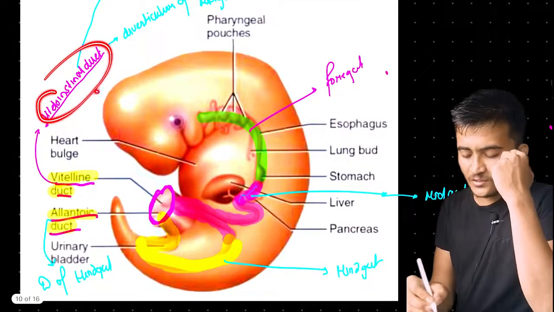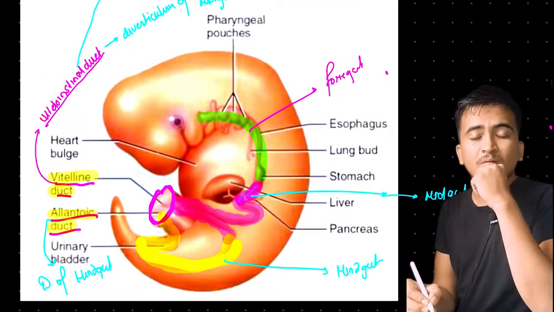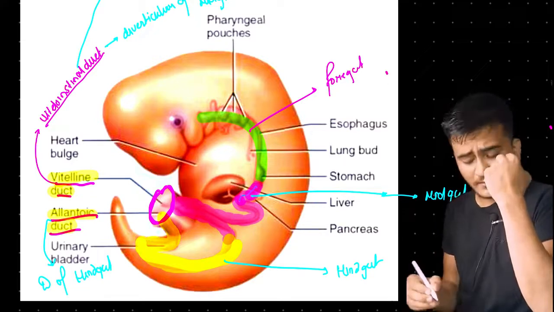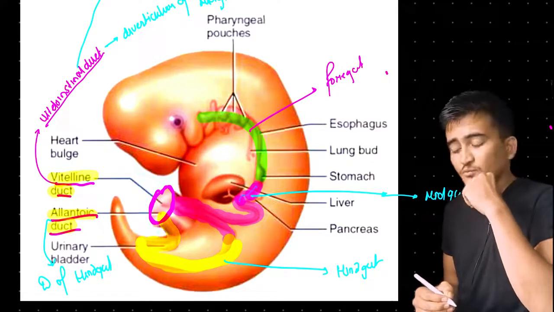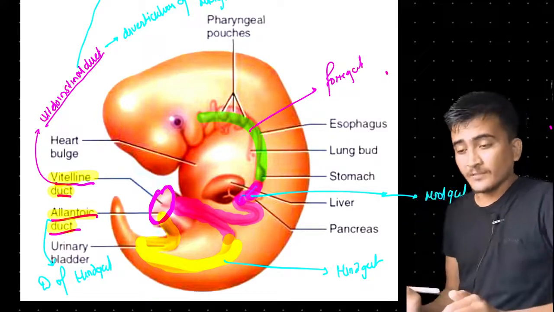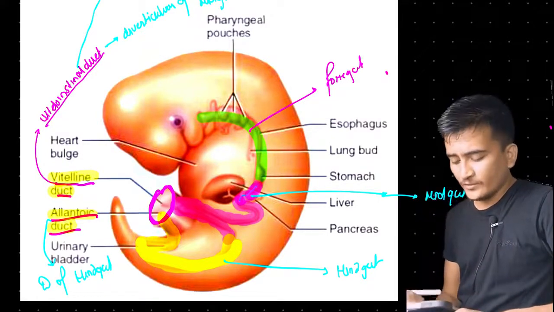If the vitellointestinal duct is persistent, then in the umbilical cord there will be the presence of fecal matter. And if the allantoic duct is persistent, then there will be the presence of urine in the umbilical cord. So, now let us go into another diagram.